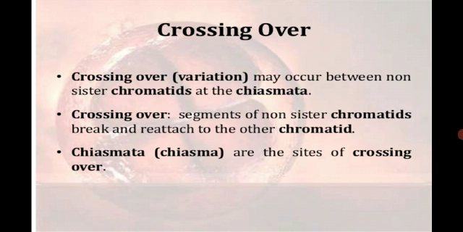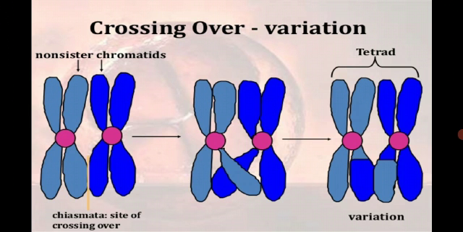An important event of the Prophase I is the crossing over. What is the crossing over? The crossing over may occur between non-sister chromatids at chiasmata. In the crossing over, segments of the non-sister chromatids break and reattach to the other chromatids. And what is the chiasmata? These are the sites of the crossing over. Here you can watch clearly the process of the crossing over.